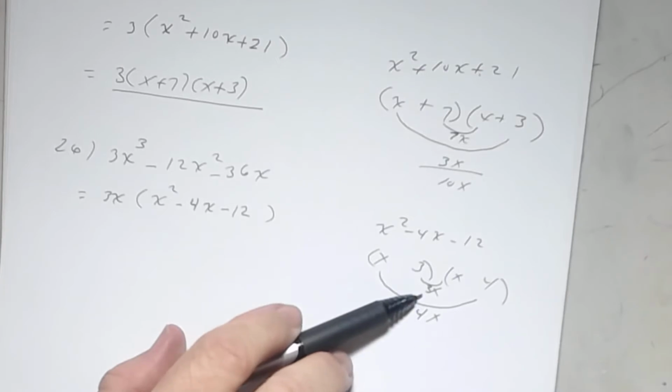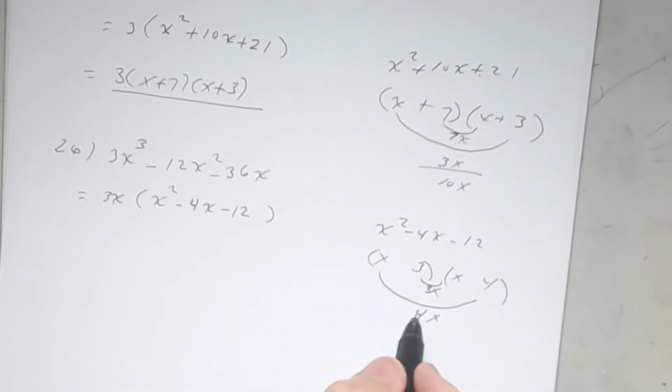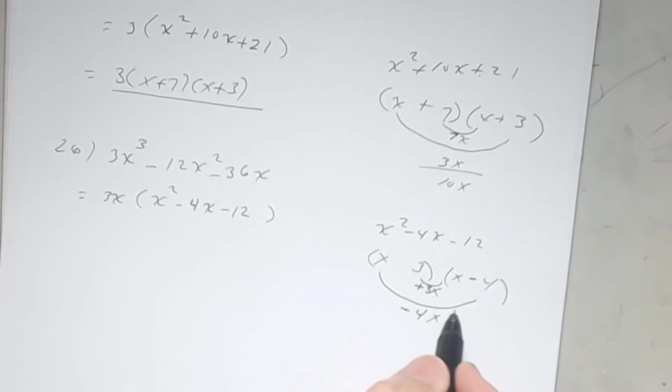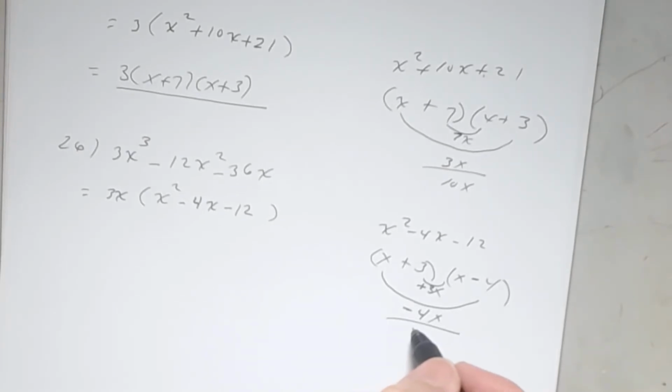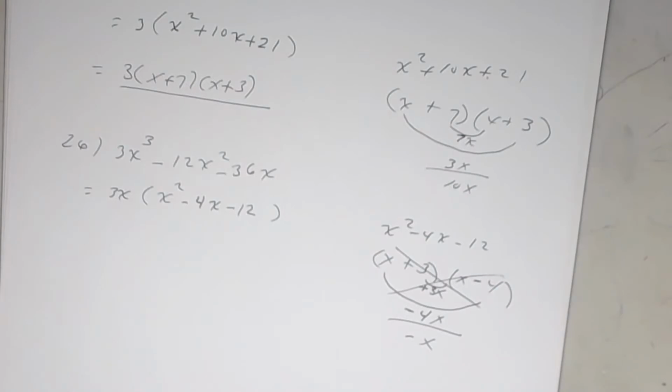Now my middle term has to be what kind of number? Negative. So that means the larger of these has to be negative. Which one has to be the negative? Negative 4x, which means this is negative, and this has to be positive. But when I add them up, it doesn't help me, because I get negative x, and I wanted negative 4x. Is switching going to help? No. So the 4 and the 3 did not work.